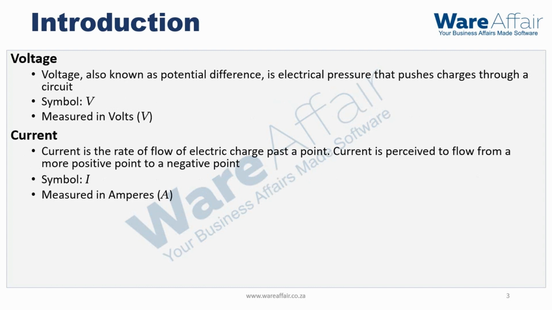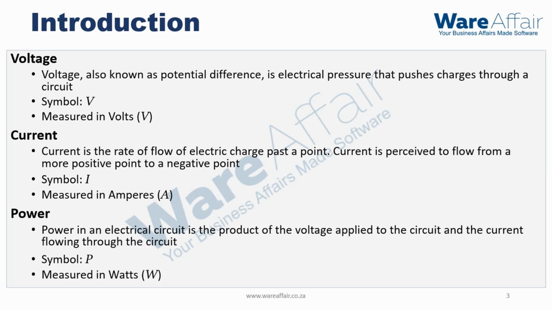Current is the rate of flow of electric charge past a point. It's perceived to flow from a more positive point to a negative point. The symbol for this is I and it's measured in amperes. Power in an electrical circuit is the product of the voltage applied to the circuit and the current flowing through the circuit. The symbol for this is P and it's measured in watts.